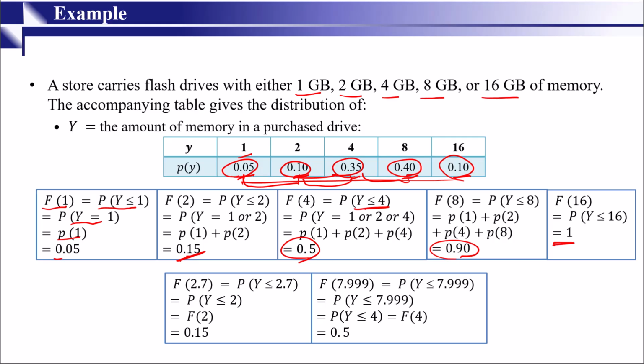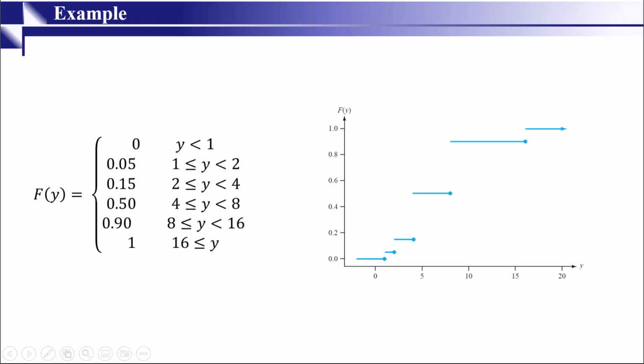For example, for 2.7, it is something in here, right? So we will get 10 plus 5, 15%. For 7.99, it will be this one, right? Less than 8, so it will be 0.5. It's similar to 4. Here is the CDF written out.